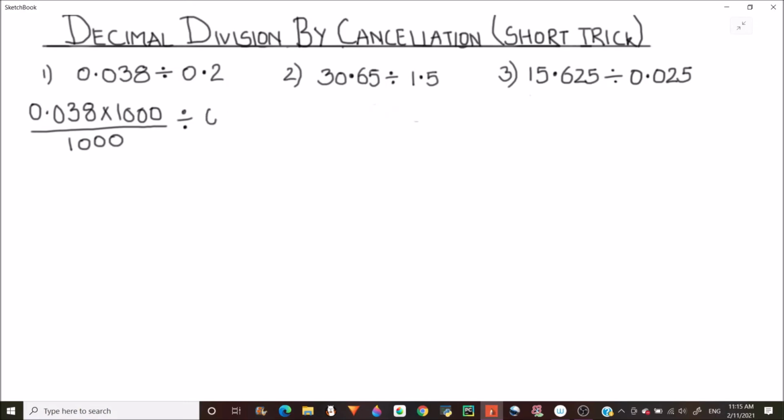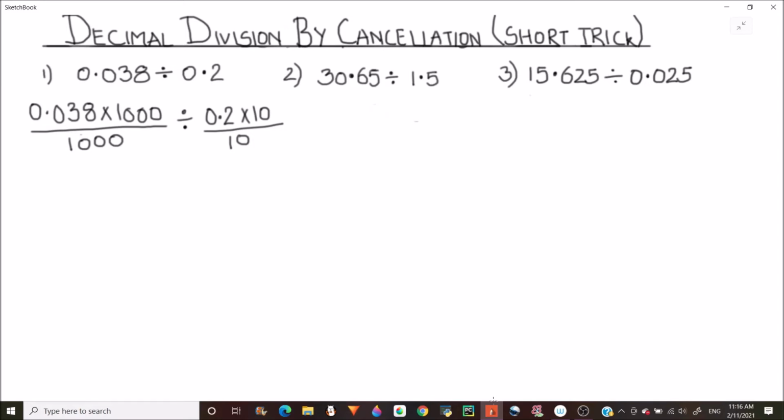Here in our divisor, there is only one digit after the decimal point. So we have to multiply it by 10 to remove the decimal. And as we are multiplying it by 10, we have to divide it by 10 too. Now this completes our first step. Now the next step is, we will write these two numbers without the decimal point.